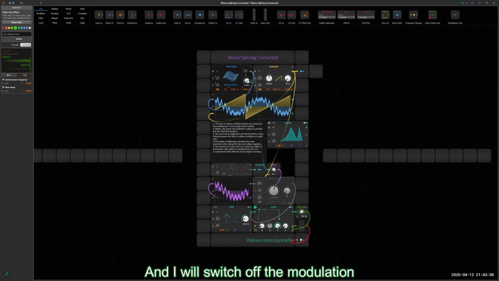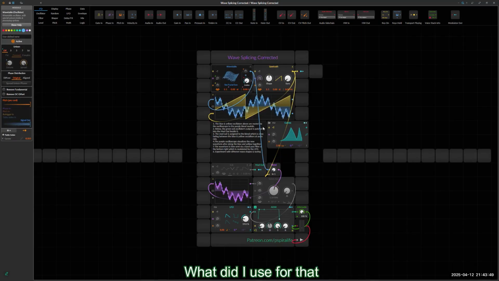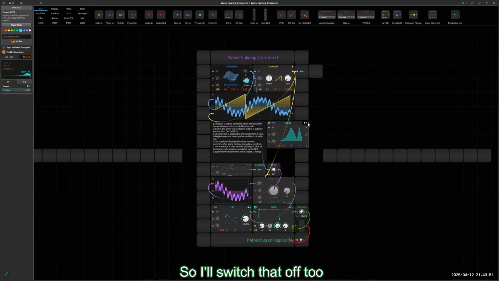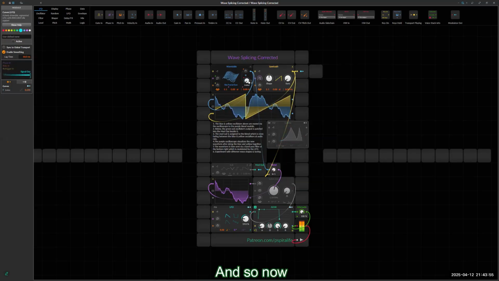And I will switch off the modulation of this wavetable position. What did I use for that? This one. Yeah, so I'll switch that off too. And so now it might be easier to really visualize the wave splicing element.